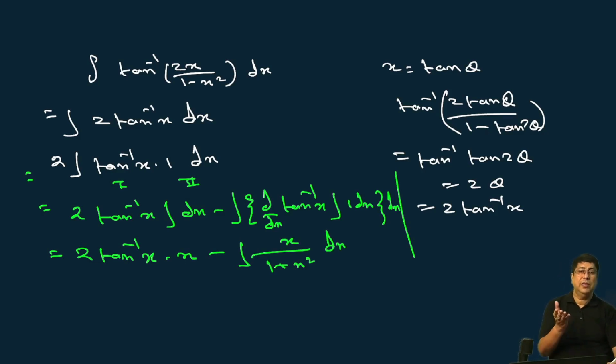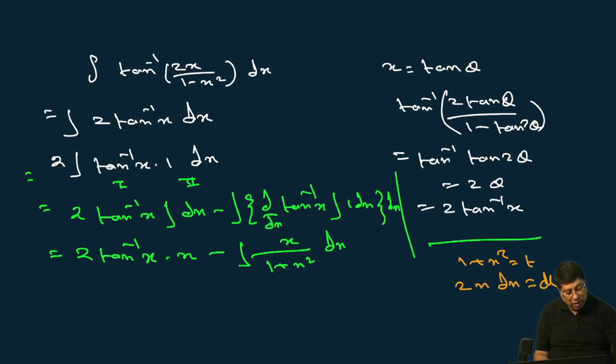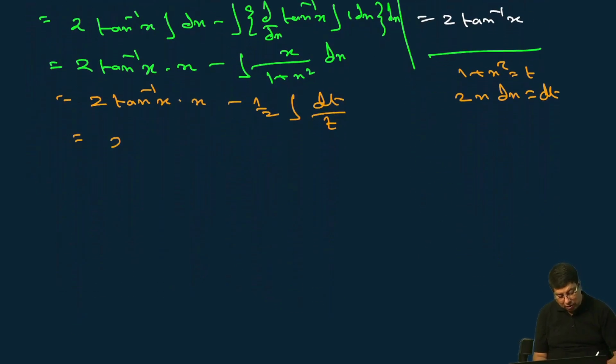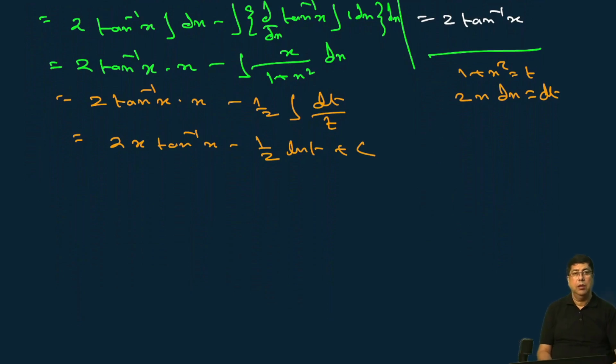So once again we came to the formula of the substitution. Here we can write 1 plus x square equal to t. So 2x dx equal to dt. So x dx equal to dt by 2. So tan inverse x into x minus half dt by t. dt by t is log t. So whatever we are getting here, that is 2x tan inverse x minus half log t plus c, and that is the solution.